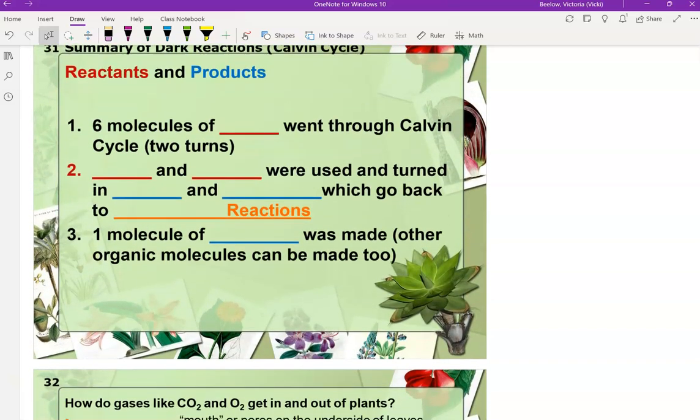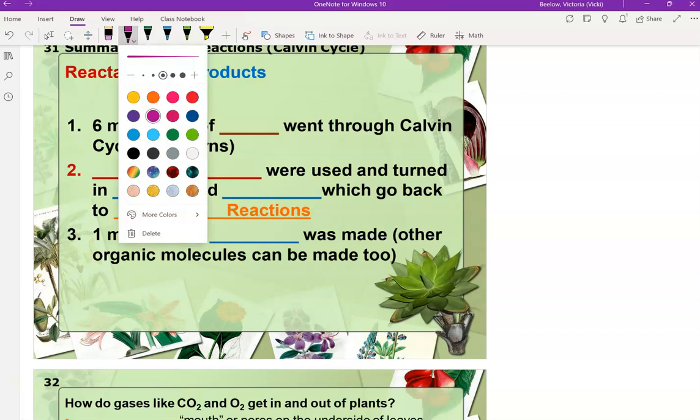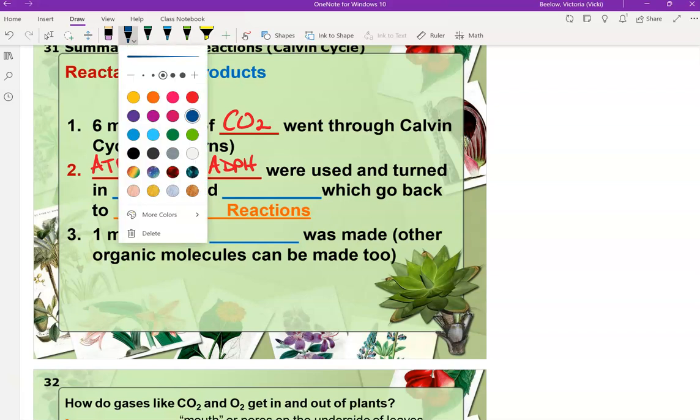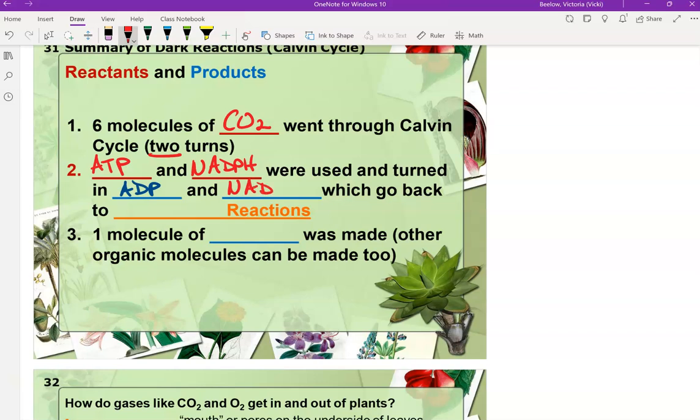So when all is said and done, we use 6 molecules of carbon dioxide, right? We went around twice through the Calvin cycle. And we also used ATP and NADPH, which were from the light reactions. And they become ADP, because ATP drops off a phosphate, and NADP+, which drops off a hydrogen. And those ultimately go back to the light reactions in order to be remade. So that's why we need light in order for this to occur.